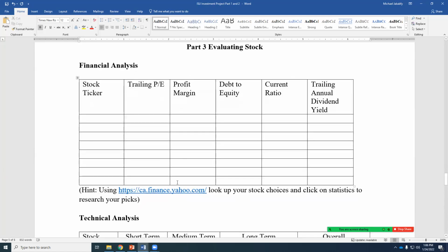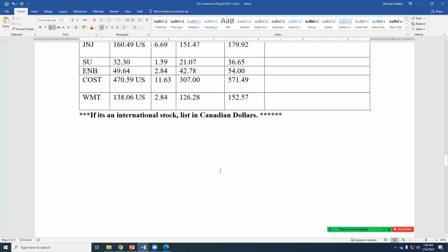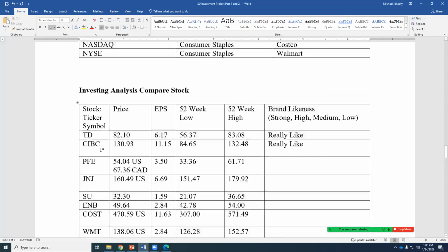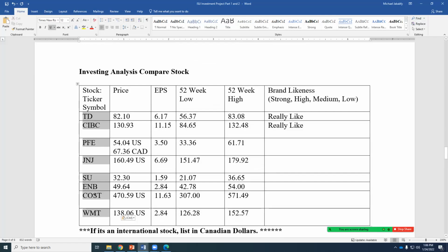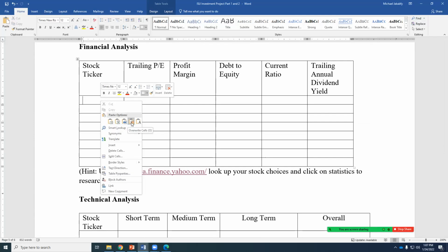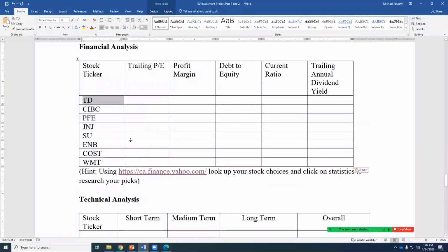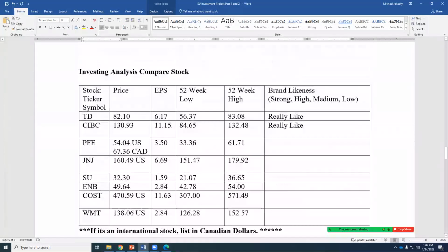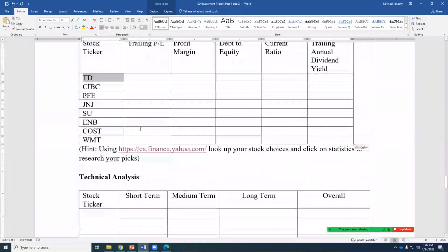Okay, so I'm going to use Yahoo Finance. Okay, here comes Yahoo Finance. I'm going to come back to here. What I'm going to do is take the ticker symbols and copy and paste them into my other chart. If I just select them, right click, copy, scroll down to here, right click, and paste it as overriding cells. Go back and just make sure I start with TD. That's where I want to start first.